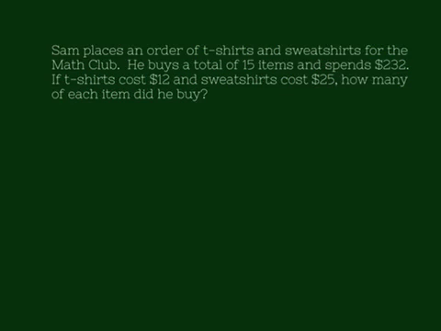Our next example is going to be a little bit different, but again, we're going to have 2 unknowns and we're going to need 2 equations. So in the first statement, Sam places an order of t-shirts and sweatshirts for the math club. He buys a total of 15 items and he spends $232. What we know is that t-shirts cost $12 and sweatshirts cost $25. What we don't know is how many of each one he bought. Okay, so we're going to start by defining our variables. T is going to be the number of t-shirts.